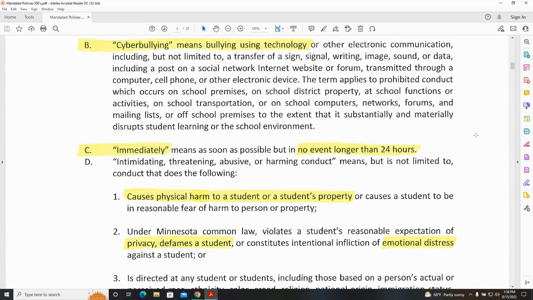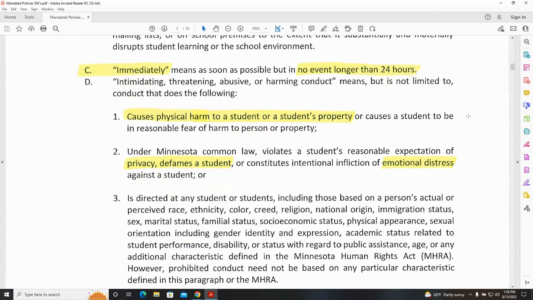Conduct that creates bullying is not limited to, but includes conduct that does the following: causes physical harm to a student or student's property, or the threat of physical harm, or the threat to damage property, or creating emotional distress. And oftentimes this is by insults, oftentimes this is cyberbullying, invading somebody's privacy, sharing something private about that person that creates a slanderous type of scenario.